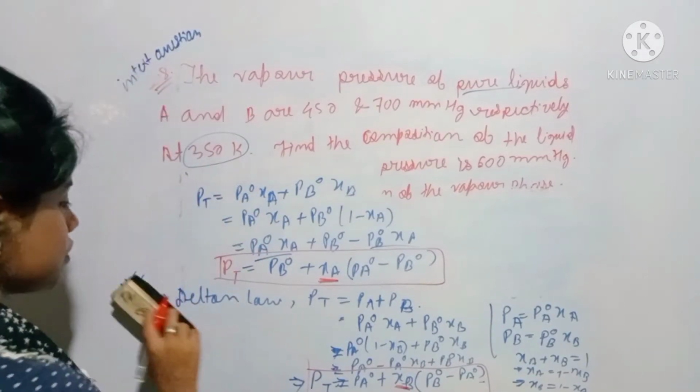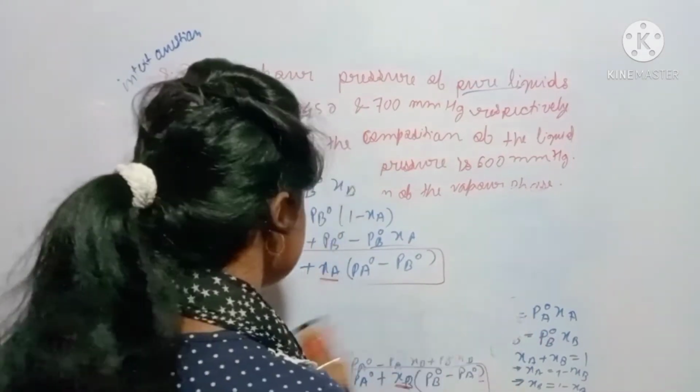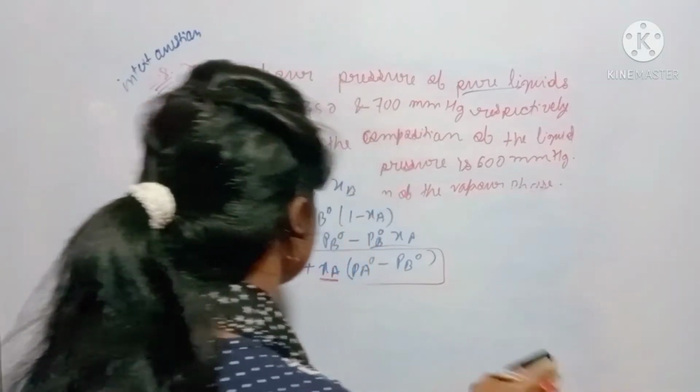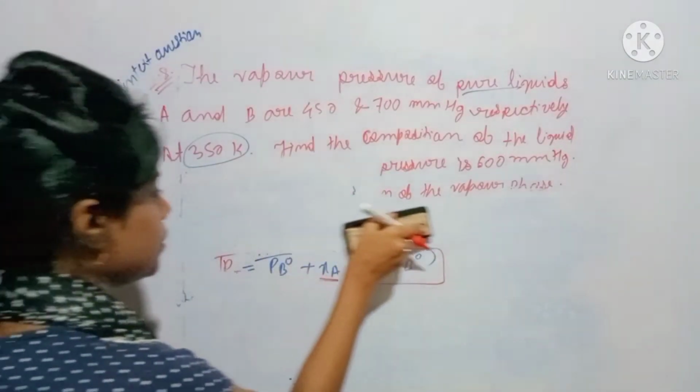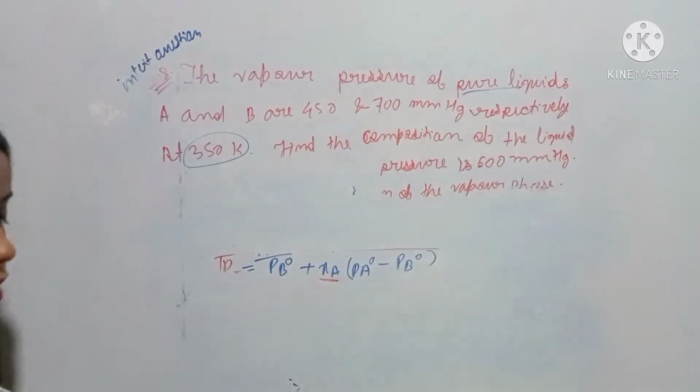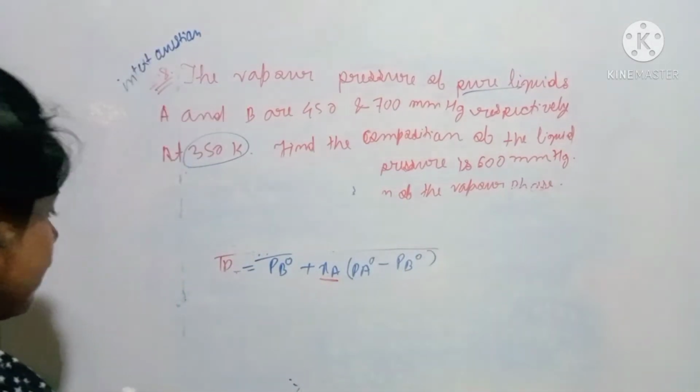Okay, so that's not a big deal. So we are going to add this, any one of them. Okay, we are going to add this one. So with the help of this formula, now it's time to put the values.